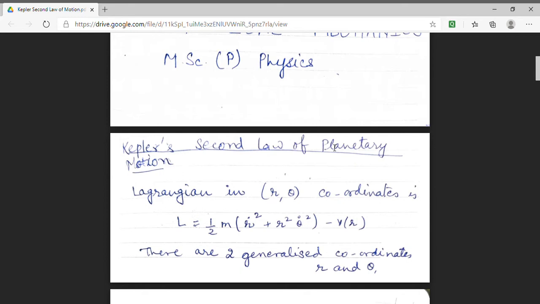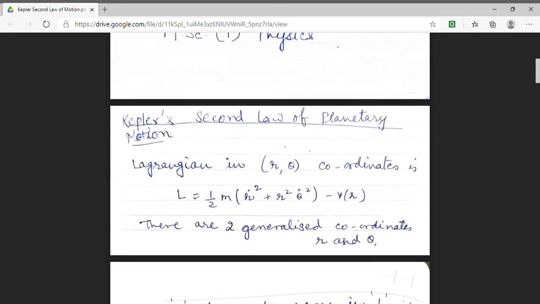Since the Lagrangian of the system is kinetic energy minus potential energy, the Lagrangian will be half m (r dot square plus r square theta dot square) minus V(r). Here V is the potential energy. It is a function of r. Here we can see that we have two generalized coordinates, and these coordinates are r and theta.